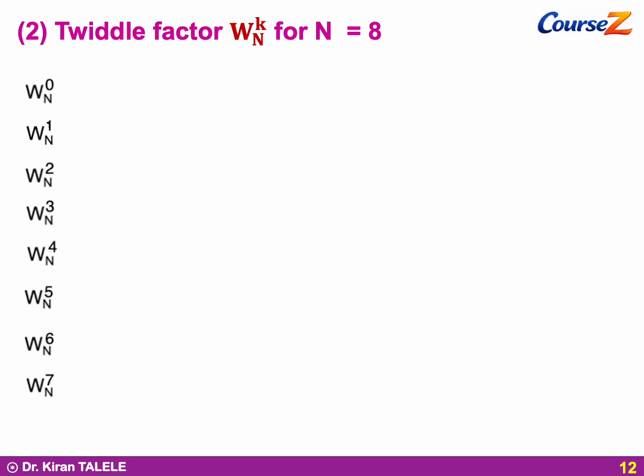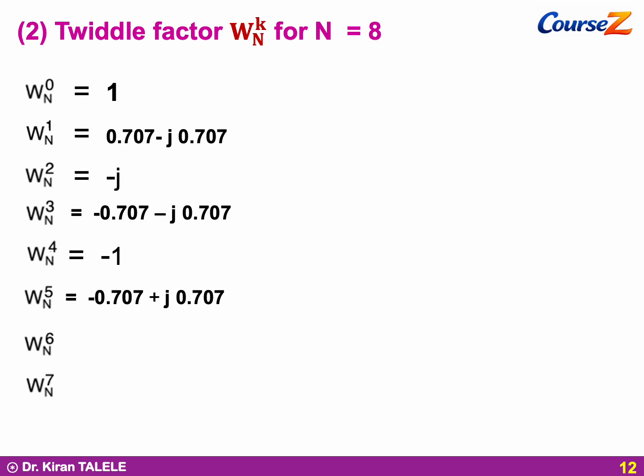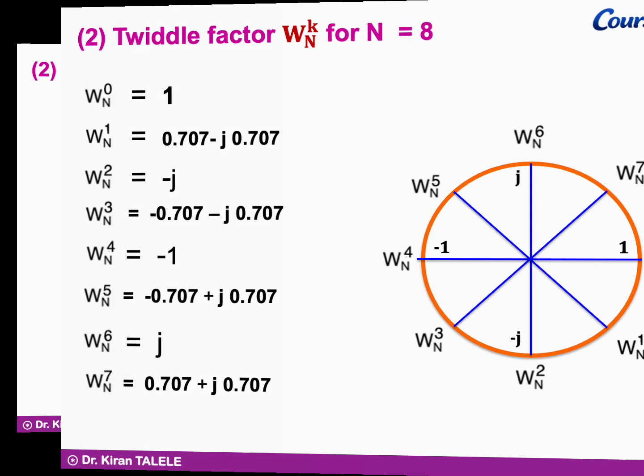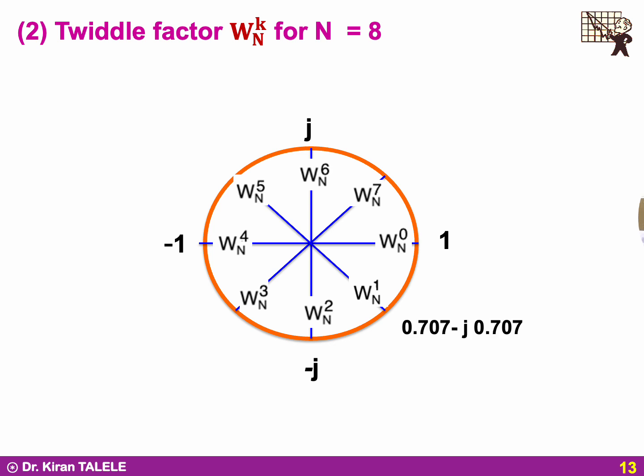For N equal to 8, we have to go by the basic definition of twiddle factor and calculate these values of W^0, W^1 up to W^7. Those values we can remember on the circle diagram. Take one circle, divide the circle into 8 parts. This is the unit circle, so this value is W^0, this is W^1, W^2, W^3, and so on. On this circle diagram, we can remember this.